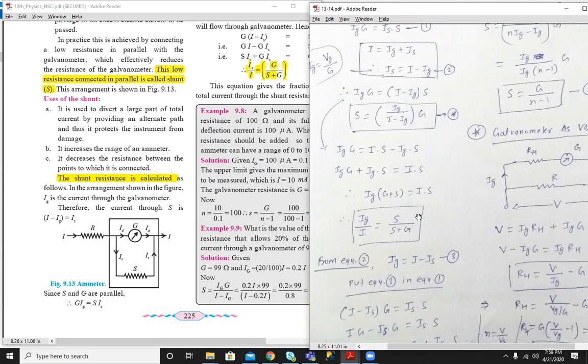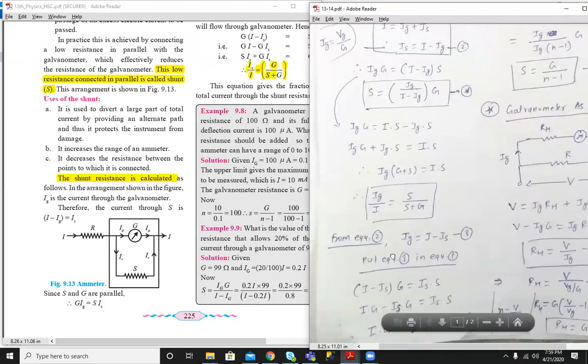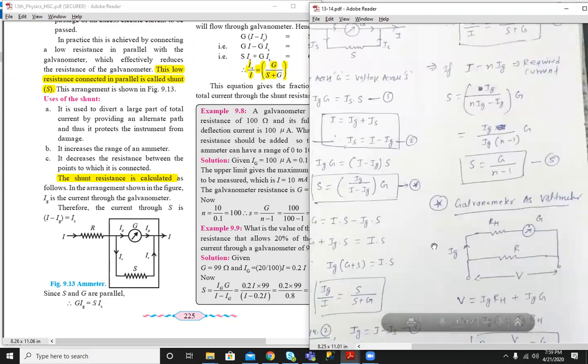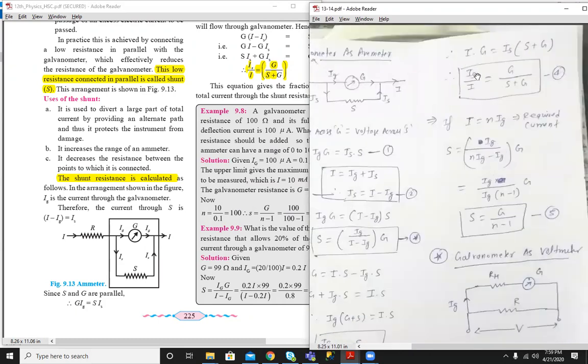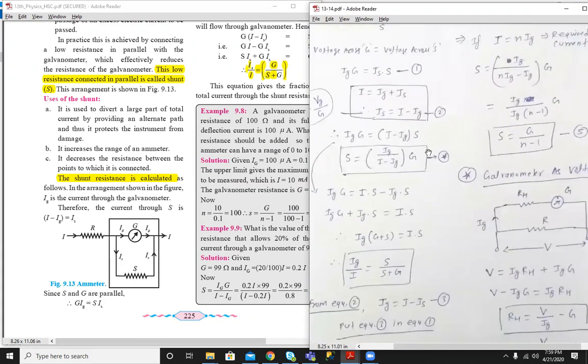What formula do we get? S upon S plus G. Similarly, as here we replace Is with I minus Ig, and solving this we get this formula. Now replace Ig from this equation, Ig equal to I minus Is, and solve. You will get the formula for the fraction of current flowing through the shunt. So this is the third formula.